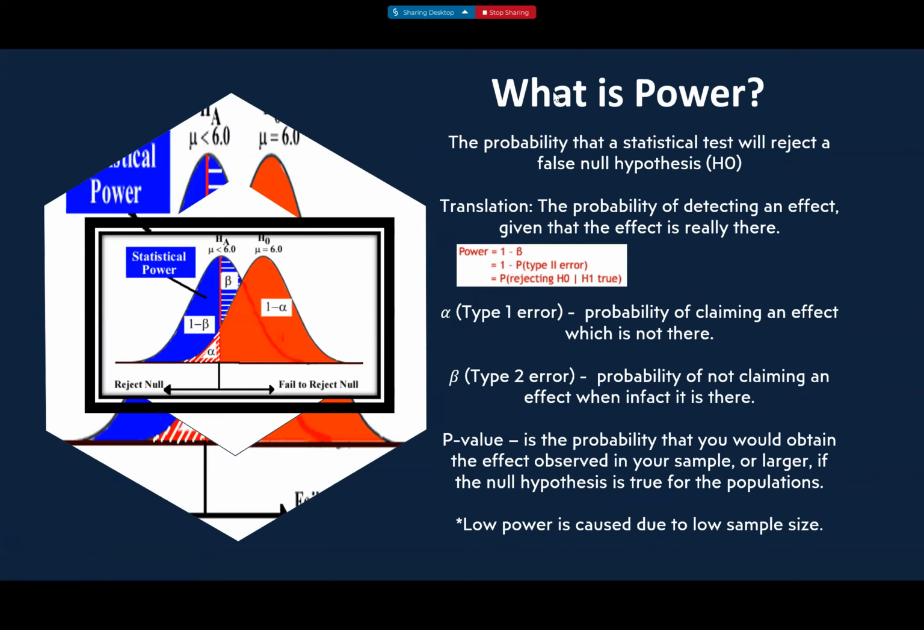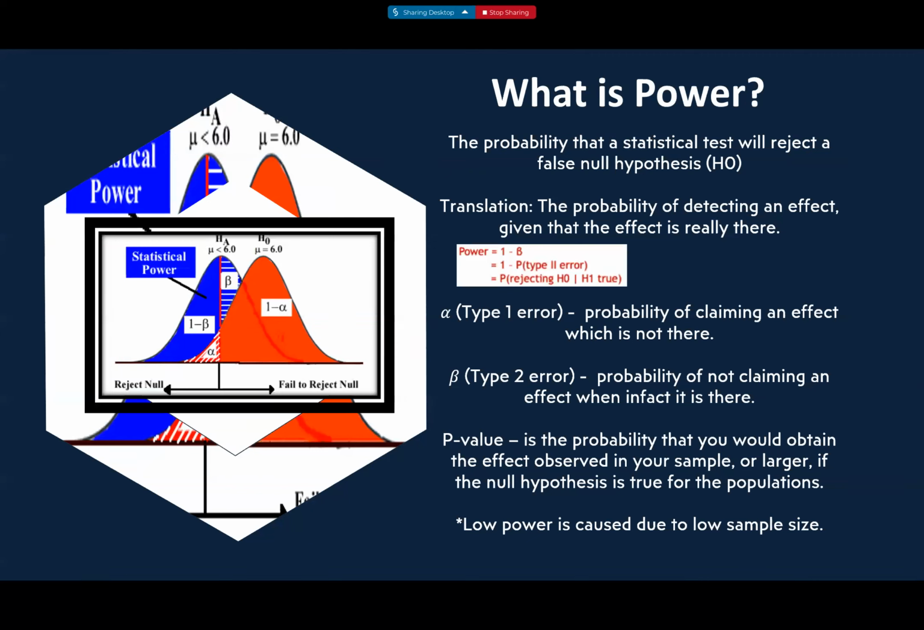So starting from the beginning, what is power? Power is the ability of a statistical test to detect a relationship or a difference. It is the probability that a statistical test will reject a false null hypothesis. In layman's terminology, it is pretty much the probability of detecting an effect given that the effect is really there. This is the formula for power: Power is equal to 1 minus beta, where beta is equal to type 2 error.